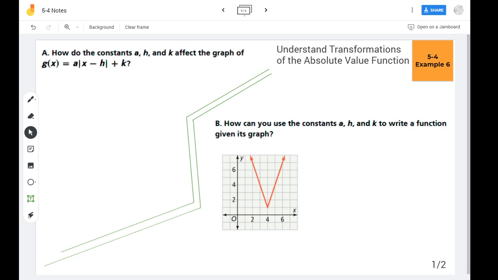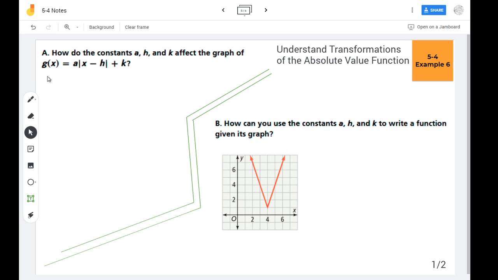This is Britt Caswell with another example video. In this video, I'm covering example 6 from section 5-4 in the SavvasRealize Algebra 1 textbook. So the goal of this example is to understand transformations of the absolute value function.